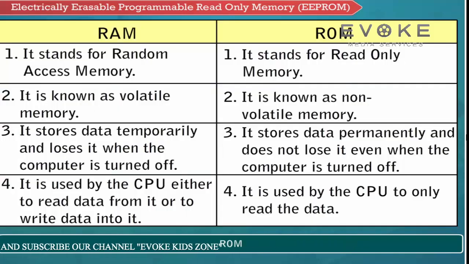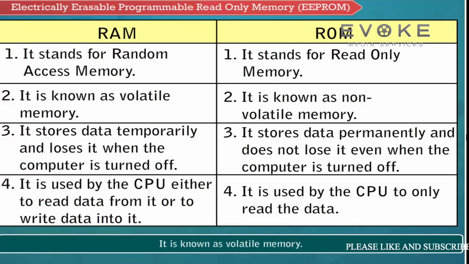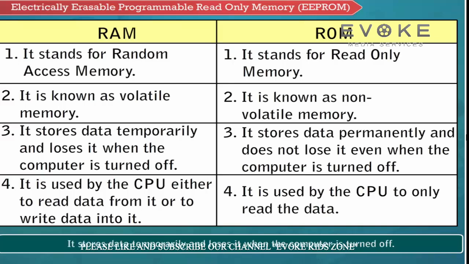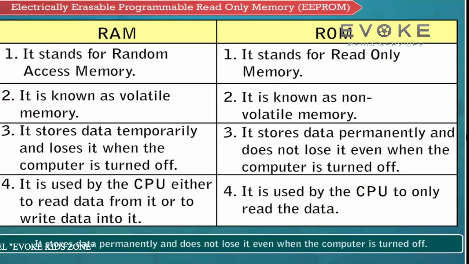RAM stands for Random Access Memory. ROM stands for Read-Only Memory. RAM is known as volatile memory. ROM is known as non-volatile memory. RAM stores data temporarily and loses it when the computer is turned off. ROM stores data permanently and does not lose it even when the computer is turned off.